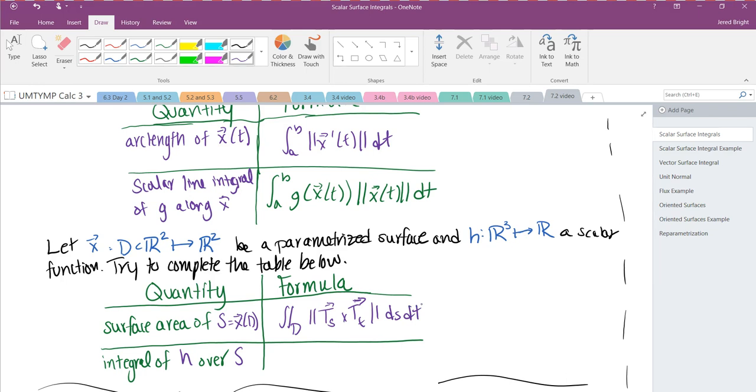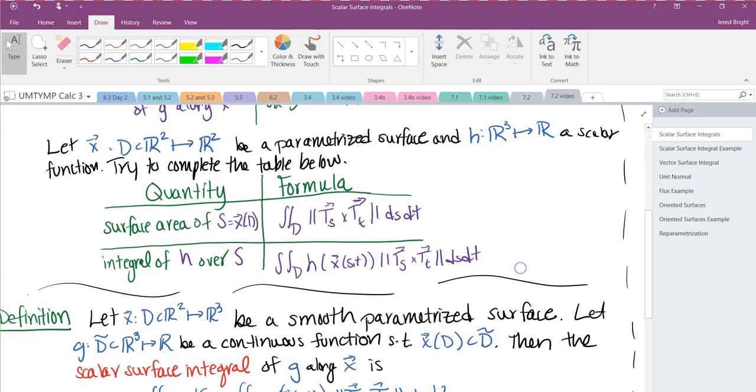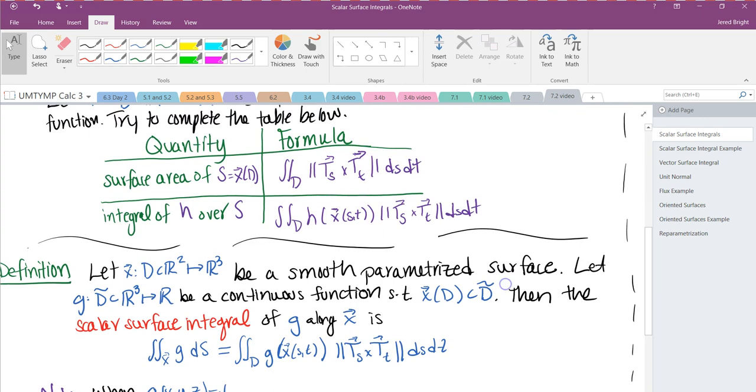Okay, and then this next one, this is the one where you might not know the answer, and that's okay, but this is sort of the analog to what we saw in the above table. It would be the double integral over D of h of x of s, t, so using a parameterization for the surface, and then the length of the normal vector Ts cross Tt, and then ds dt. Okay, so that's what we want to talk about today, and that last definition is actually the scalar surface integral.